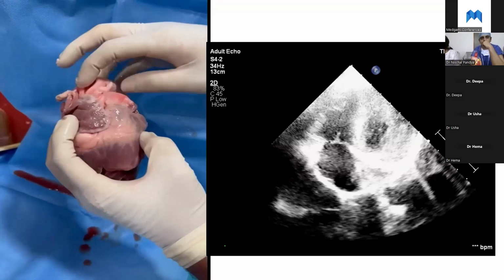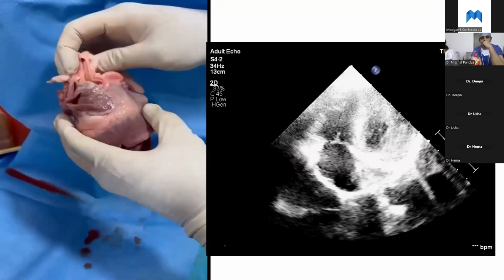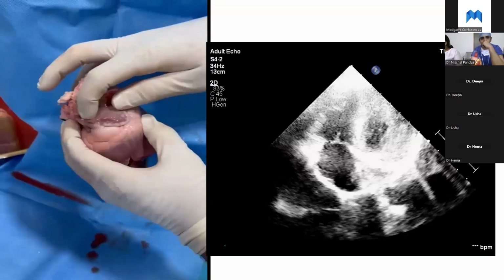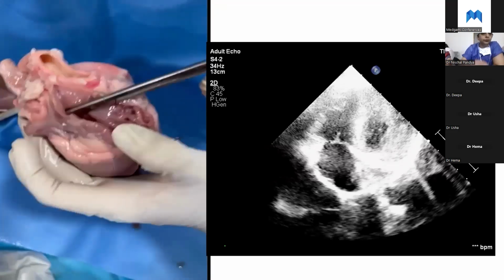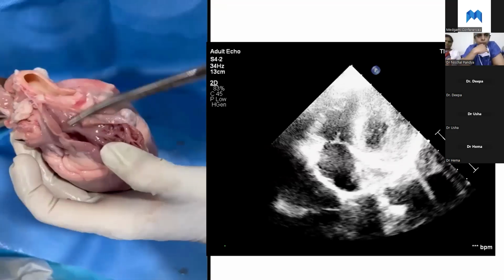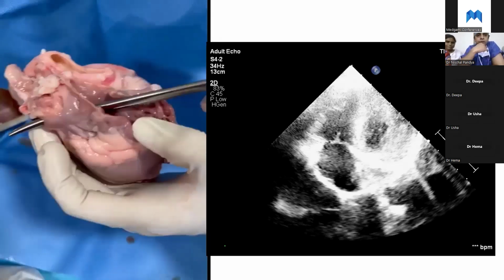Now coming to it, step by step. This is the right atrium. Yeah, so this is the right atrium that has been opened, and the probe is going into the IVC.